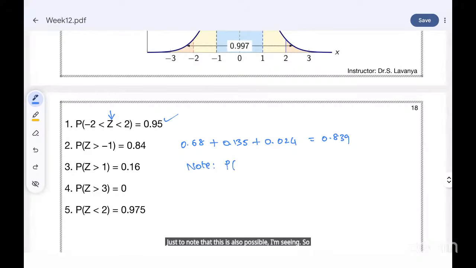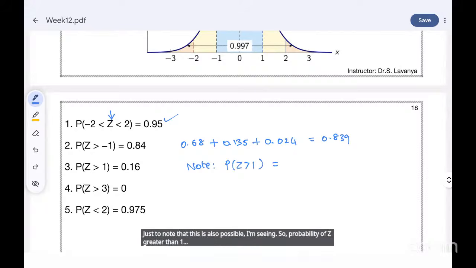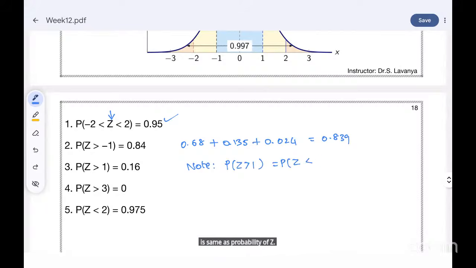So probability of z greater than 1 is same as probability of z less than -1, which is 1 minus probability of z greater than -1. So it is 1 minus 0.84, so 0.16. Is this fine? This is fine, right? Or you can add like in the previous case also. Either way can be done.